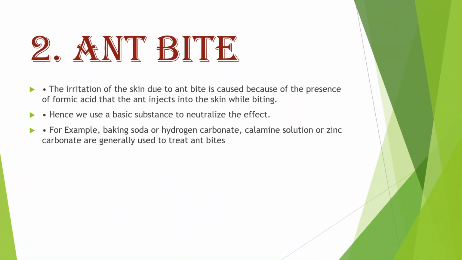Ant bite. We are all familiar with this term ant bite. When an ant bites, it gives irritation to the skin due to the toxic substance it releases. The ant bite contains an acid called formic acid, and it injects the acid into the skin while biting. Hence, we use a basic substance to neutralize this. For example, we can use baking soda, sodium hydrogen carbonate, or calamine solution, zinc carbonate, to neutralize the effect of ant bite.